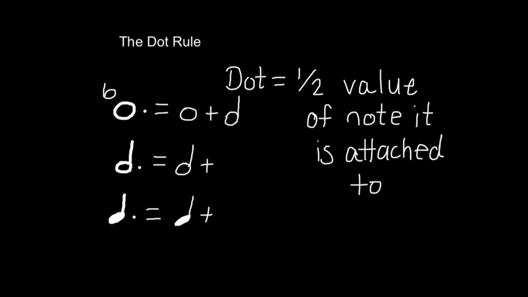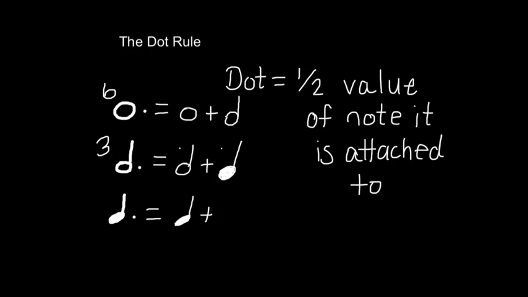Let's do the same thing with our dotted half note. A half note by itself is worth 2 beats. Since we have our dot attached here, and it's half the value of the note that the dot is attached to, then 1 beat should be added to this note. The total value of this dotted half note is 3 beats. 2 plus 1 equals 3.